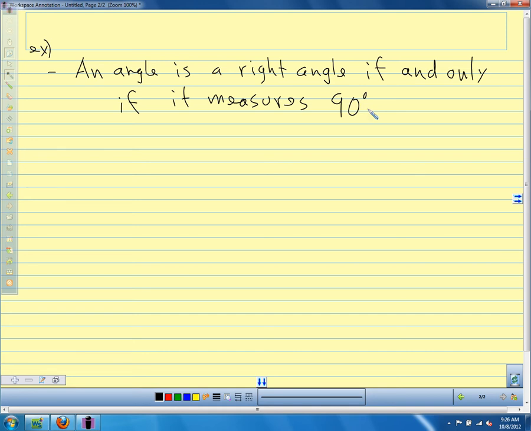And the way I can split that into two, into a conditional and its converse, I could say an angle is a right angle if it measures 90 degrees. And I can make its converse: if an angle measures 90 degrees, then it is a right angle. And both of those are true. The conditional and the converse are true. So I can split the biconditional into two parts and make it a conditional statement going either direction.